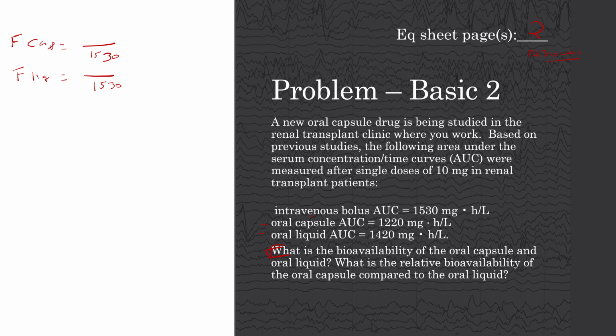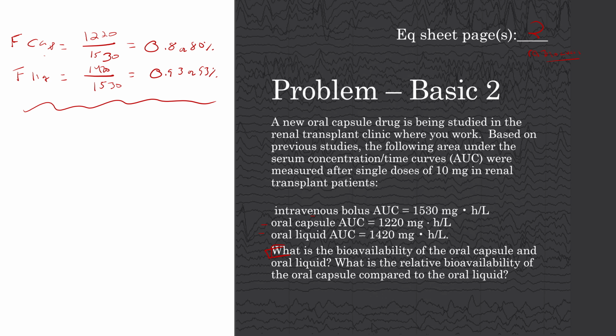If we're going to do the capsule, we would put the capsule AUC up here, which is 1220, and we put the liquid AUC here, which is 1420. You can already tell the liquid has a higher bioavailability, and that should check out. When you do the math, you get around 0.8 or 80% bioavailable for the capsule. And for the liquid, it's about 0.93 or 93% bioavailable.